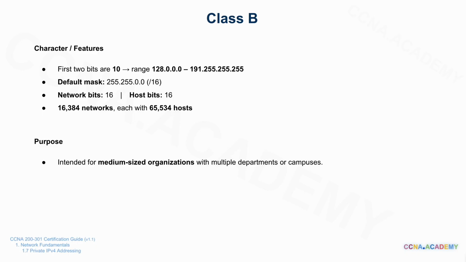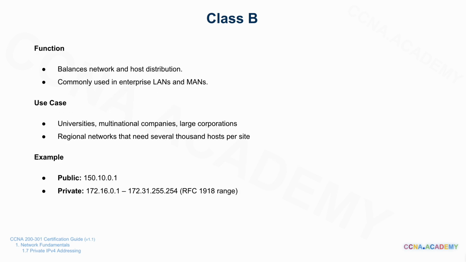Its default subnet mask is 255.255.0.0, or /16. This provides a balance: 16,000 networks, each with 65,000 hosts. Perfect for medium-sized organizations. Class B offers a good middle ground. Not too big, not too small. It's commonly used in universities, large corporations, and regional networks.